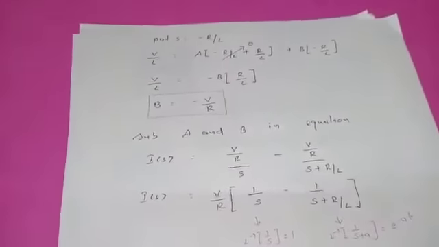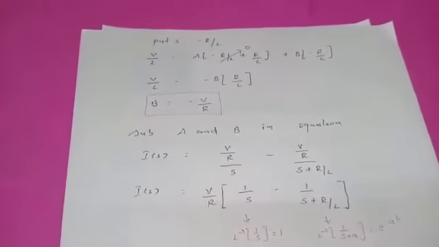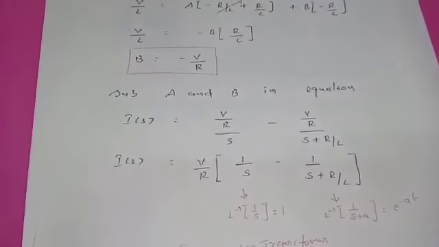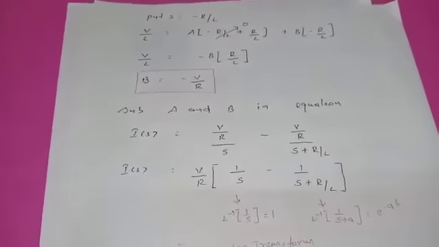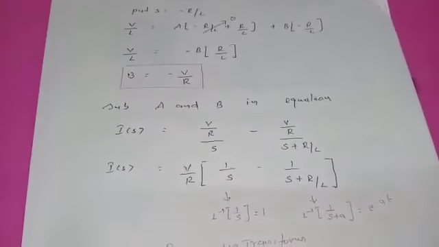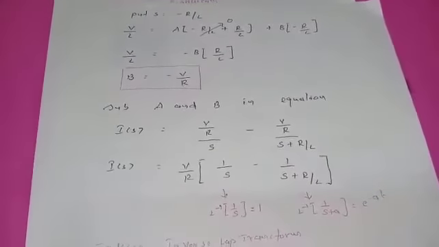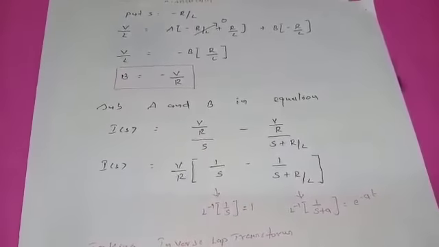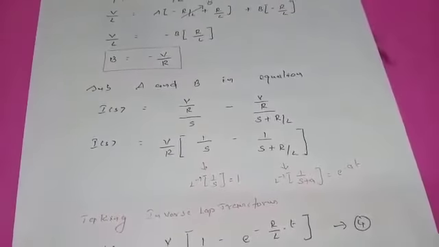So substituting the value of A and B in the third equation, we get I(S) is equal to V by R divided by S minus V by R divided by S plus R by L. So here we have V by R as common in the numerator. So I(S) is equal to V by R into 1 by S minus 1 by S plus R by L.